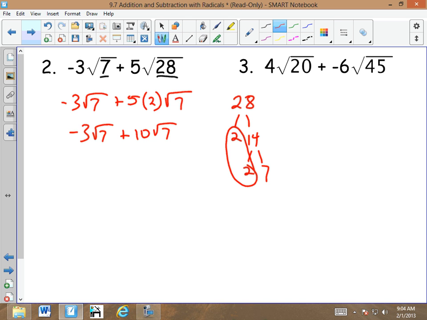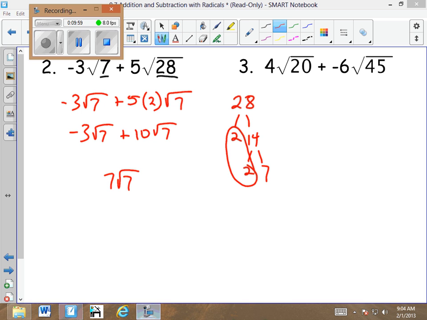This is where we ran into a problem with the last group. What's negative 3 plus 10? It is 7. Very good. It's positive 7 square root 7. Remember, same signs, add the numbers. Different signs, subtract. Negative 3 plus 10, different signs, so I subtract. 10 minus 3 is 7. Always keep the sign of the larger number. Yes?